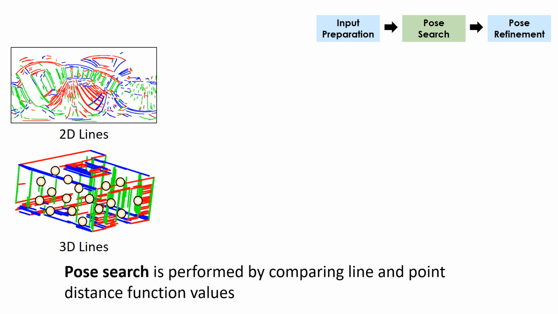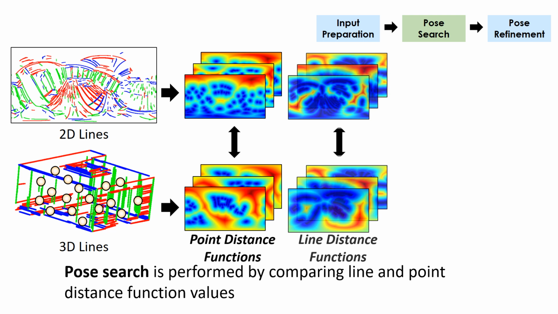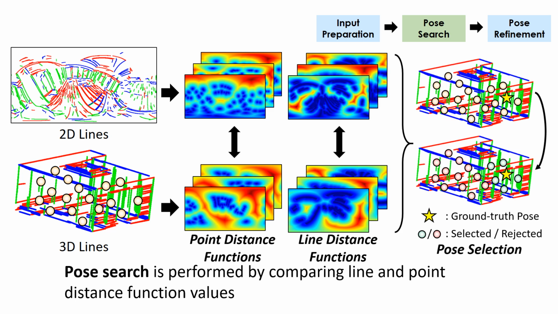Using the line and point distance functions, we perform pose search by comparing the distance function values for poses in the pool. To enhance pose search accuracy, we make multiple distance functions for points and lines clustered using the principal directions. Our method then selects the top k poses with the smallest distance function discrepancy, which are used for refinement.